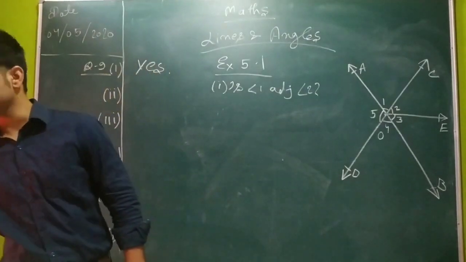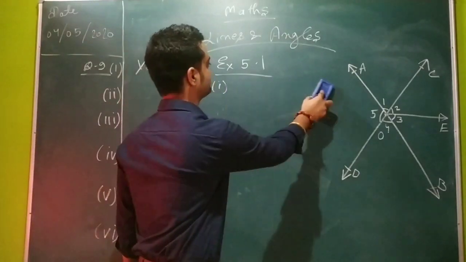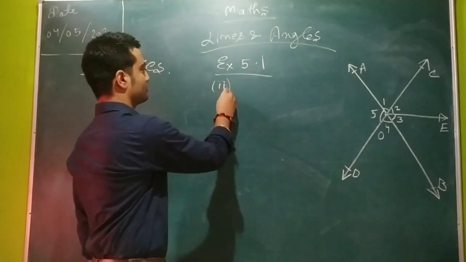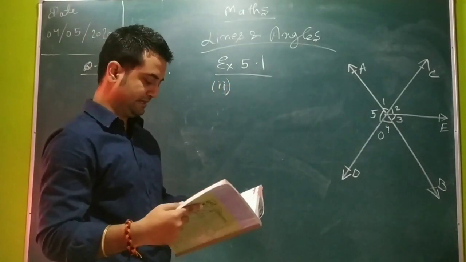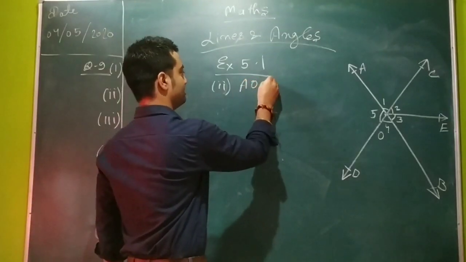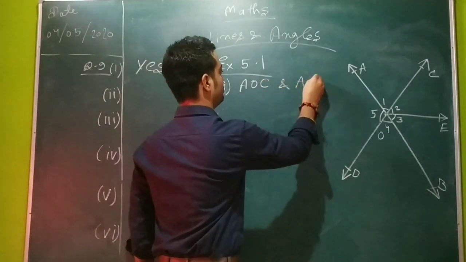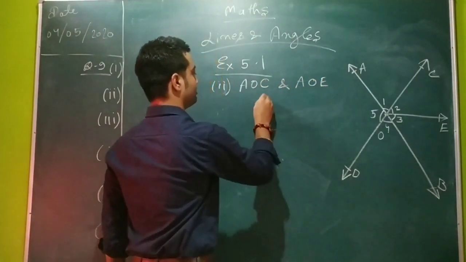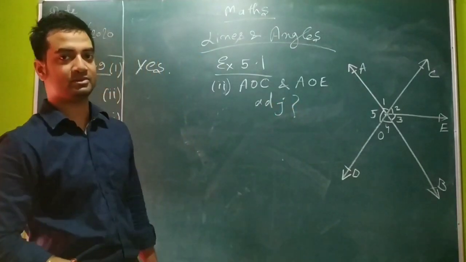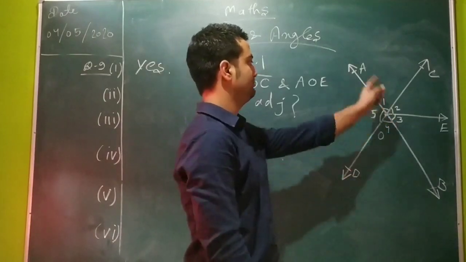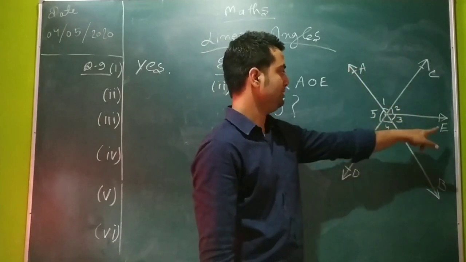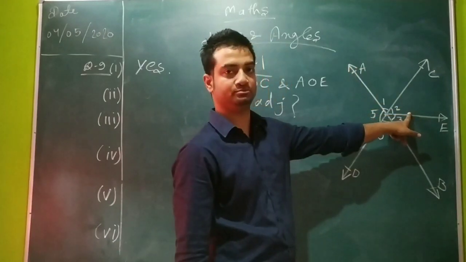Now let's move to the second part of this question. The second part asks us, is AOC adjacent to AOE? We have been given two angles, AOC and AOE. Again, we have to find out whether these are adjacent angles or not. Let's come back to the figure. AOC is angle 1. AOE is angle 1 plus angle 2.